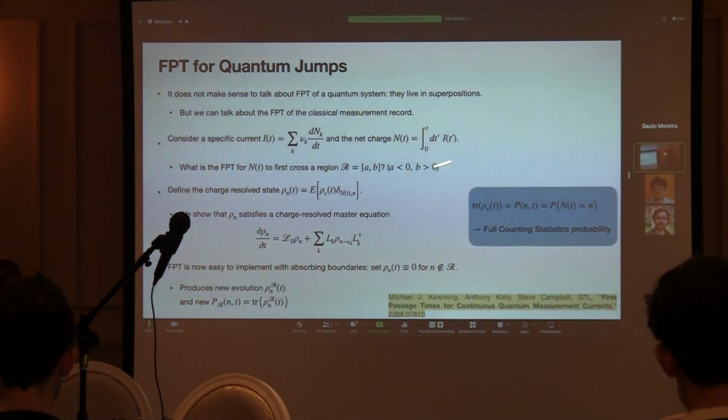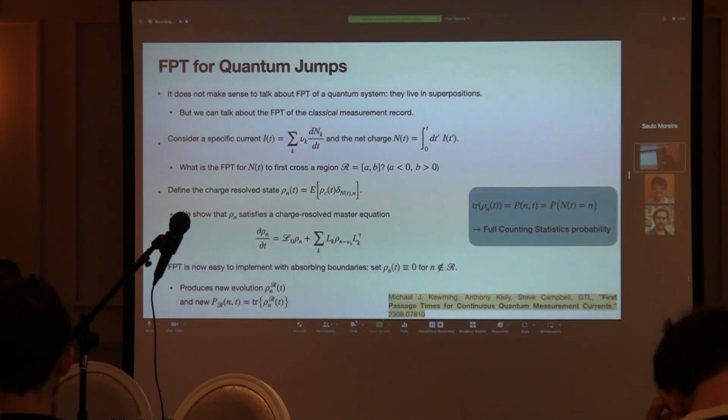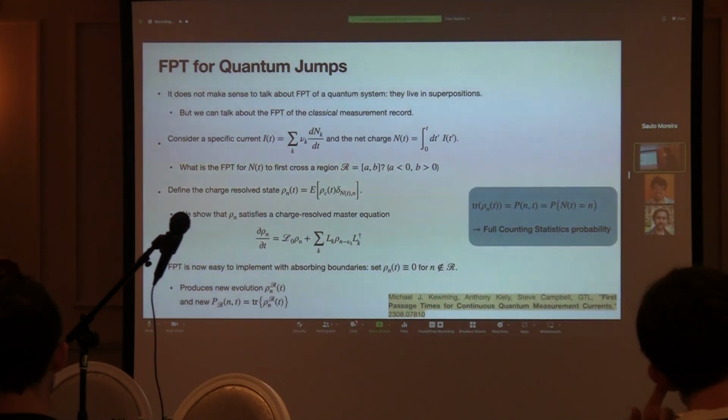So here I want to talk about the first passage time that your measurement record achieves some kind of threshold or leaves some kind of region. In particular, I'm going to look first for quantum jumps, and I'm going to look at the accumulated charge, and I'm going to ask exactly this question. When is the first time that my net charge leaves a certain region? So it starts at 0, you're counting events with some weights. It can be positive or negative, and you ask what's the first time that it leaves a certain region.